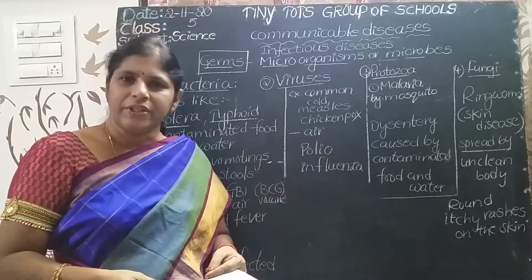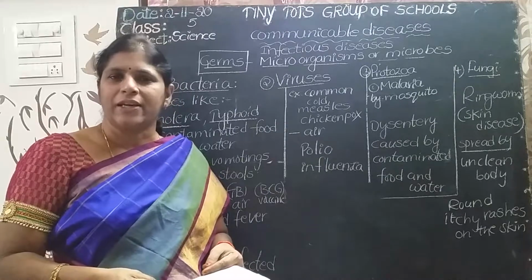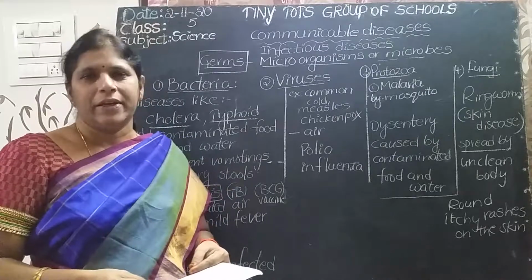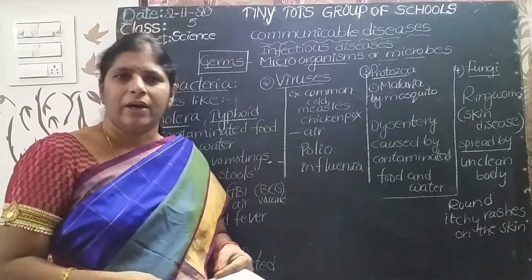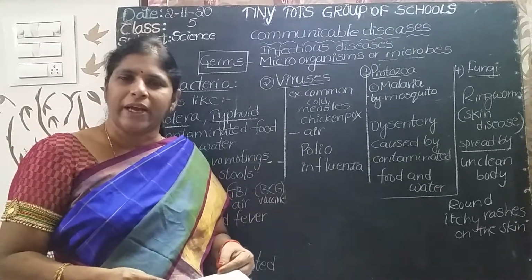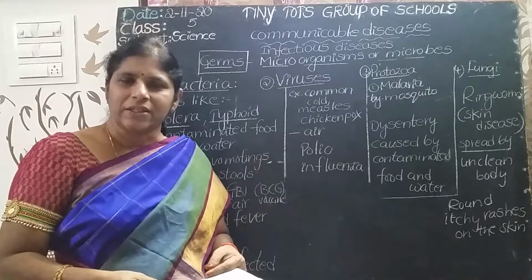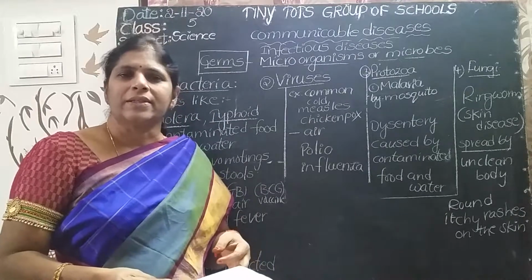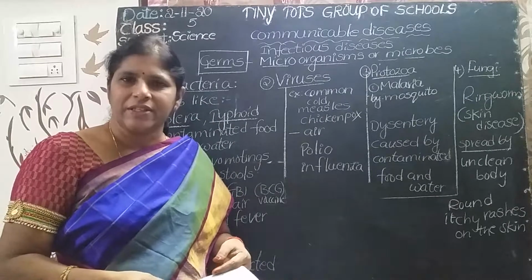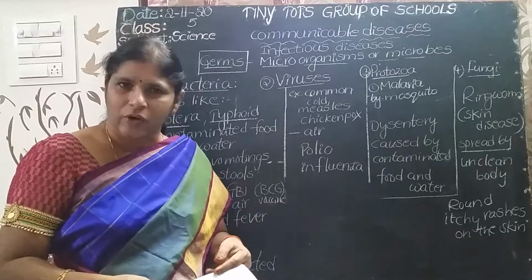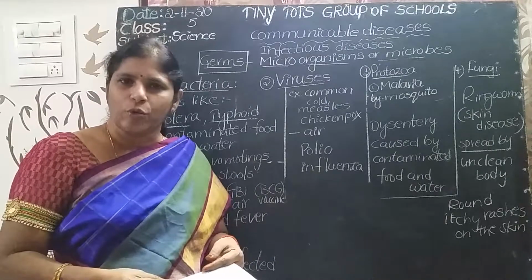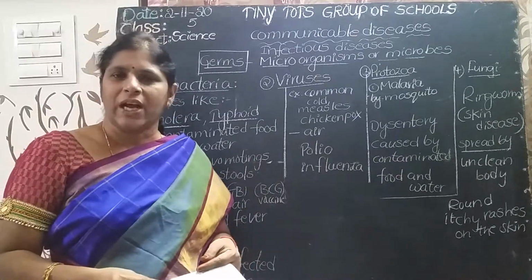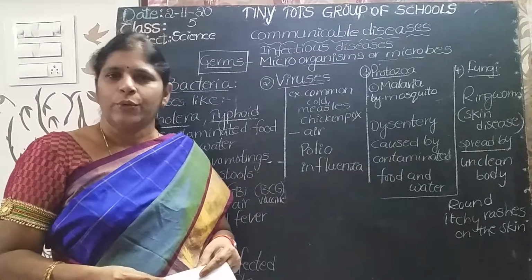Deficiency of minerals like calcium and iron. Deficiency of iron causes anemia. Deficiency of iodine in our diet causes goiter, enlargement of the thyroid gland. And deficiency of calcium and phosphorus causes osteoporosis in adults and rickets in children. These are all the deficiency diseases.